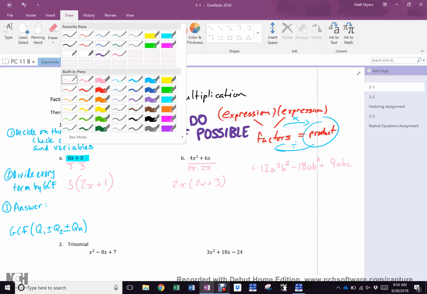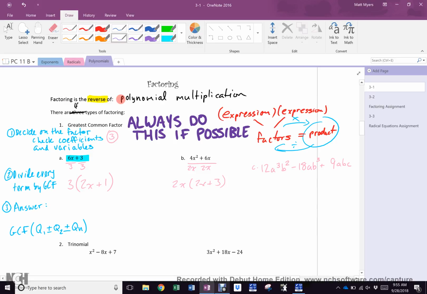What goes well with pink? Purple. What is my GCF? 3ab. So then I write my GCF out front, and then I write all my answers. What are they? 4a squared b, minus 6b squared, plus 3c. Everybody can GCF, yes?